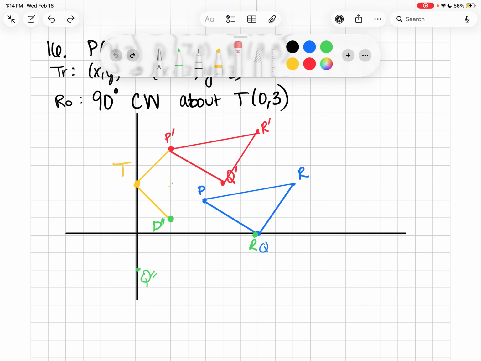Come on. So, R would be, let's see, over 1, down 5. 1, 2. Here we go. R should actually be down here. There we go. There's your R double prime down there. I was looking at it and I was like, it doesn't look right.